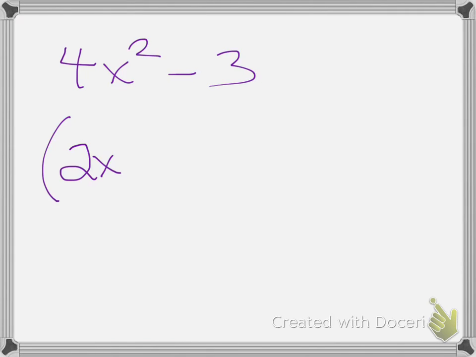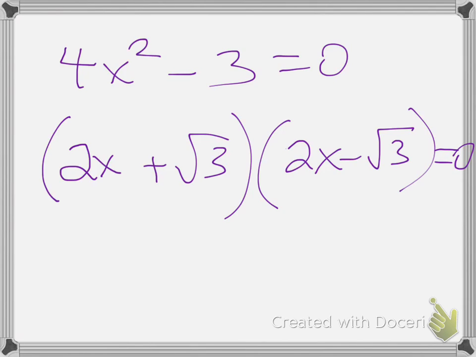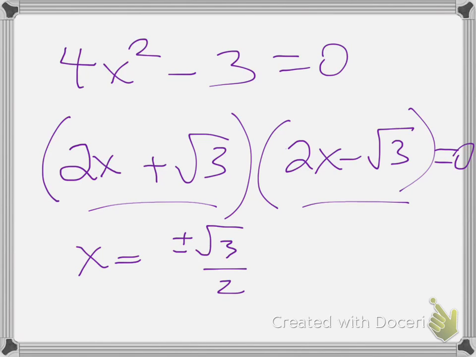2x. The square root of 3 is the square root of 3, right? So we could multiply this as 2x plus the square root of 3 times 2x minus the square root of 3. All right? Now, here's where this is going to come into play. If this were equal to 0, it becomes a quadratic equation, right? And then we would set each of these factors equal to 0, and we would get x equals negative square root of 3 over 2 or positive square root of 3 over 2 from these two solutions.